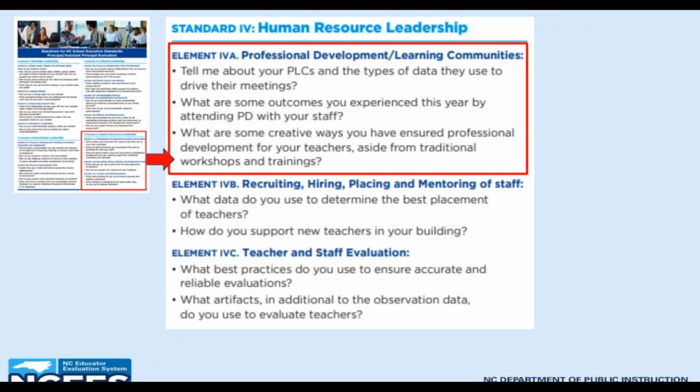Question 3, what are some creative ways you have ensured professional development for your teachers aside from traditional workshops and trainings? Responses here may include book studies, online webinars, possibly facilitated as a group, or self-paced online PD. As a principal, I always had a staff retreat where we had some outside influence, but primarily our learning stemmed from within our own staff. With budget cuts to our professional development budgets, getting creative with staff learning will become more and more important, not to mention being more relevant to your staff needs.